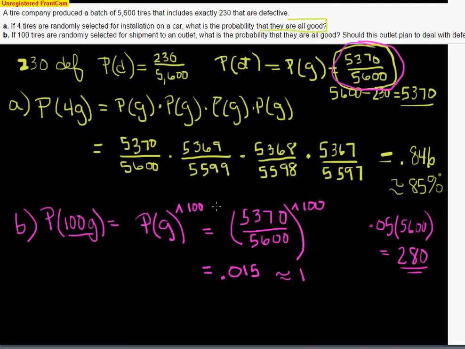So that's roughly a 1.5% chance that all 100 tires will be good. That's a pretty small percentage. So my thinking would be that this company, this outlet, should have a plan to deal with the defective tires, because the chances that all of them are good are slim, and 100 tires really aren't that many. That's only 25 cars, so chances are that some of those tires will be defective, so they should have a plan. All right, try it yourselves.